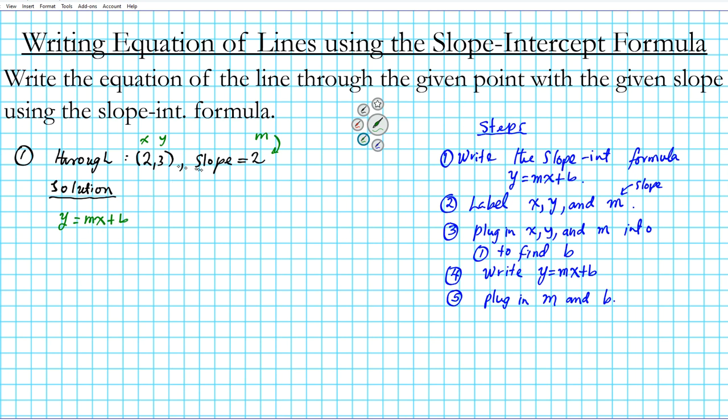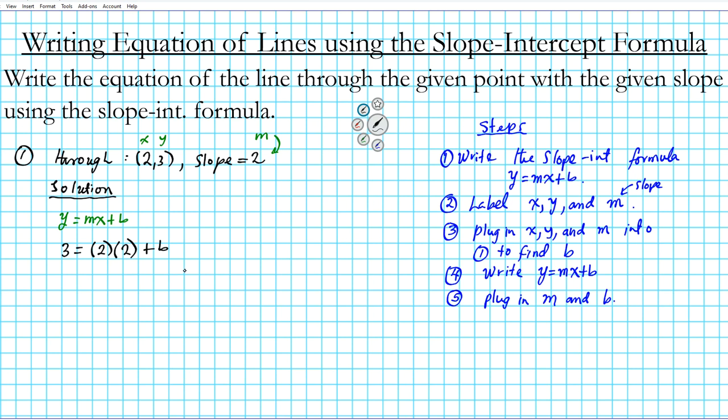So what we're going to do is plug in these values into this equation. Alright, so you have 3 equals the slope of 2, which is m, 2 times your x value, which is also 2, plus b. That's step number 3. Label x, y, and m, and then you plug it into this equation. So your x goes here, your y goes there, and your slope goes for m.